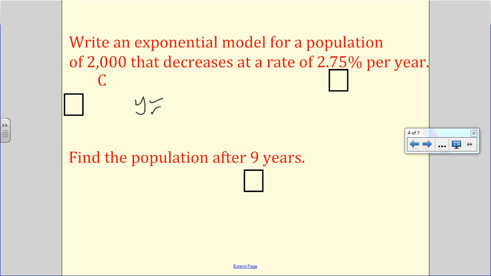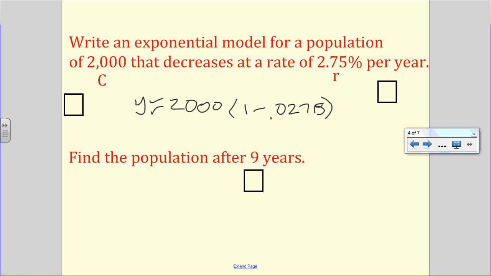This is a model. 2,000 times 1 minus. What am I going to do with this 2.75%? Divide it by 100 or move the decimal point 2 places. If you find, guys, that you're not putting your percents in as decimals, then you need to remember to do that division. So this is 0.0275. And then because it's a model, we have our t there.